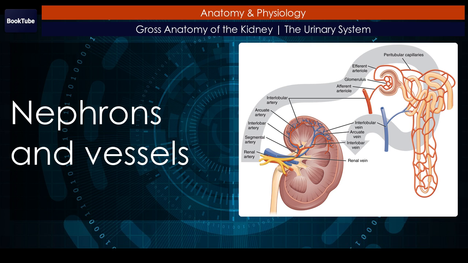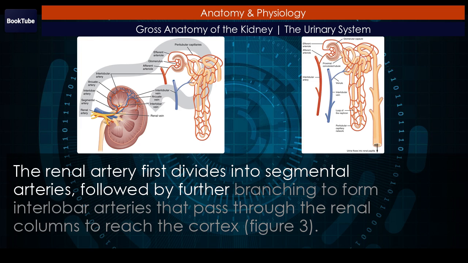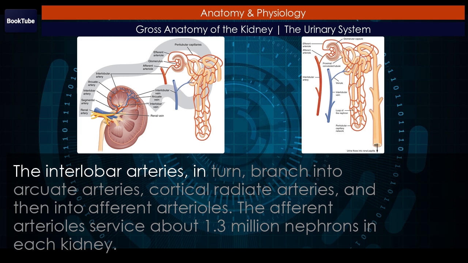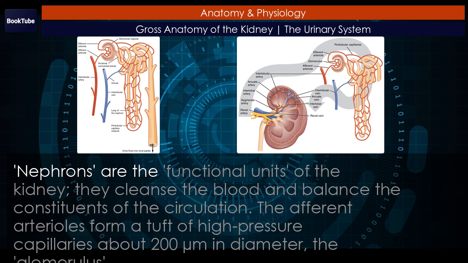Nephrons and vessels. The renal artery first divides into segmental arteries, followed by further branching to form interlobar arteries that pass through the renal columns to reach the cortex. Figure 3. The interlobar arteries, in turn, branch into arcuate arteries, cortical radiate arteries, and then into afferent arterioles. The afferent arterioles service about 1.3 million nephrons in each kidney. Nephrons are the functional units of the kidney. They cleanse the blood and balance the constituents of the circulation.